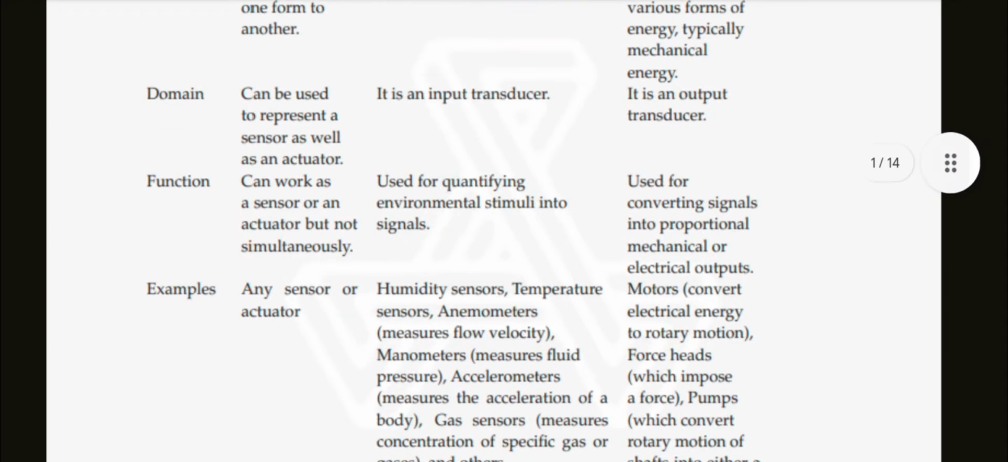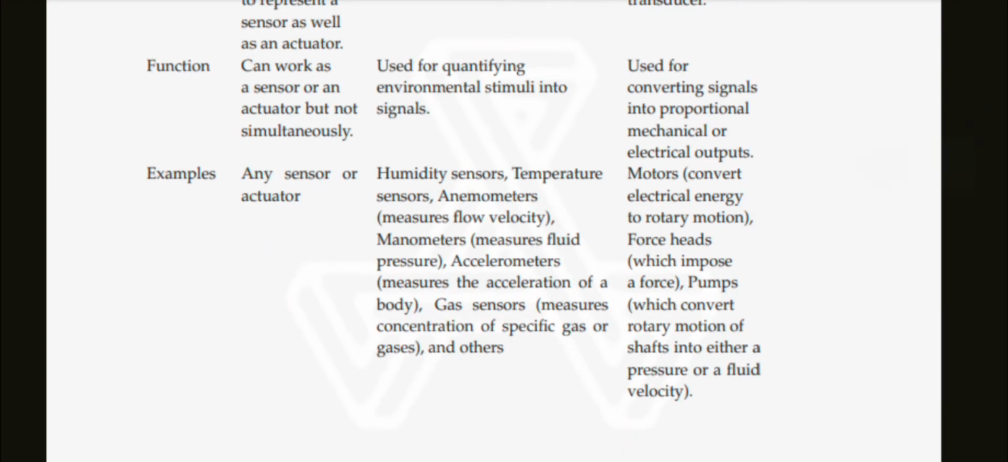Function: transducers can work as a sensor or an actuator, but not simultaneously. Sensors are used for quantifying environmental stimuli into signals. Actuators are used for converting signals into proportional mechanical or electrical outputs. Examples: any sensor or actuator.